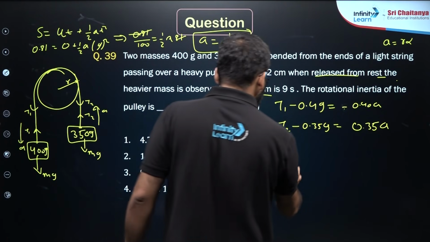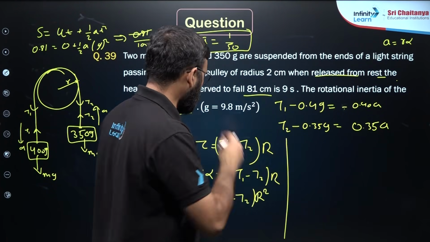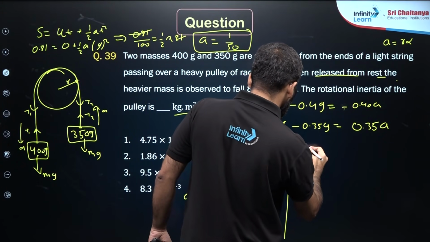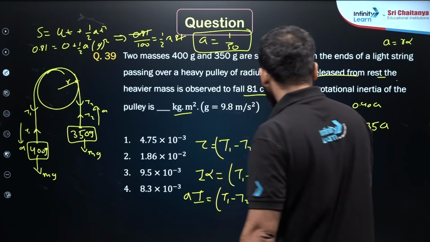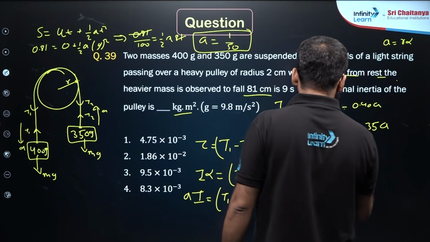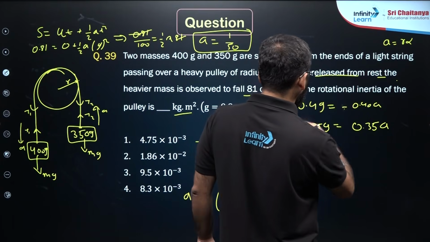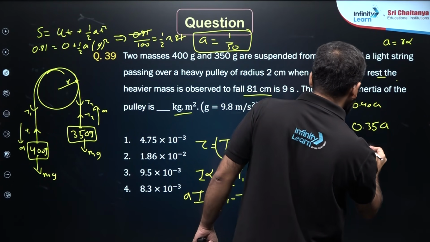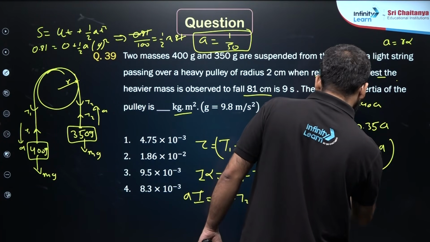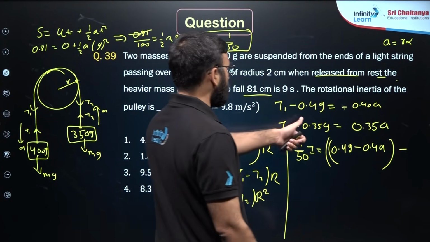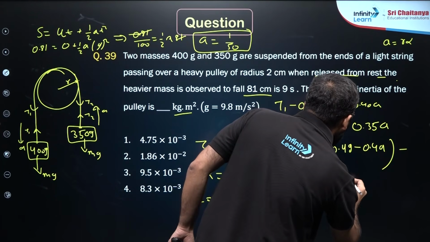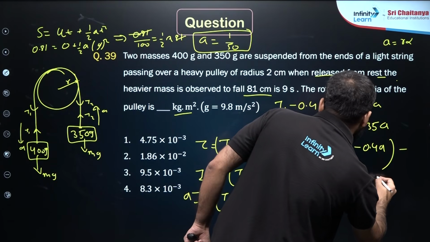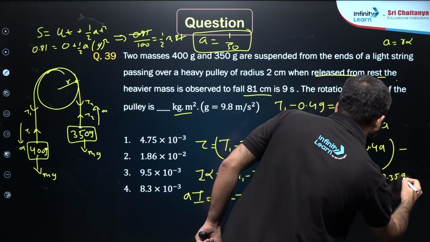So just put it here beta. I am just putting everything here. So 1 by 50 into I equals T1 minus T2. So T1 equals 0.4 g minus 0.4 a, minus T2 equals 0.35 a plus 0.35 g.